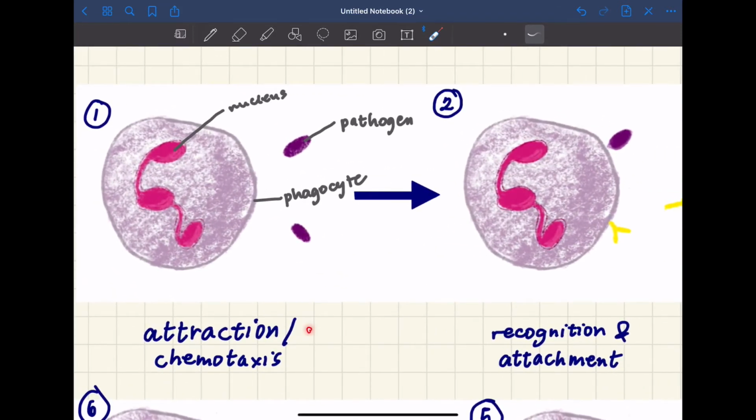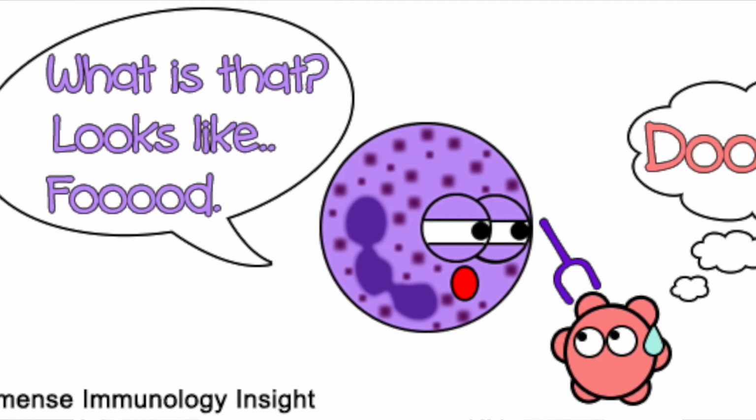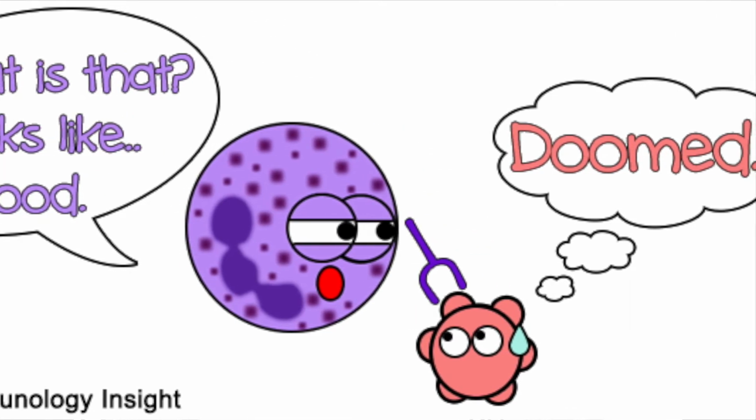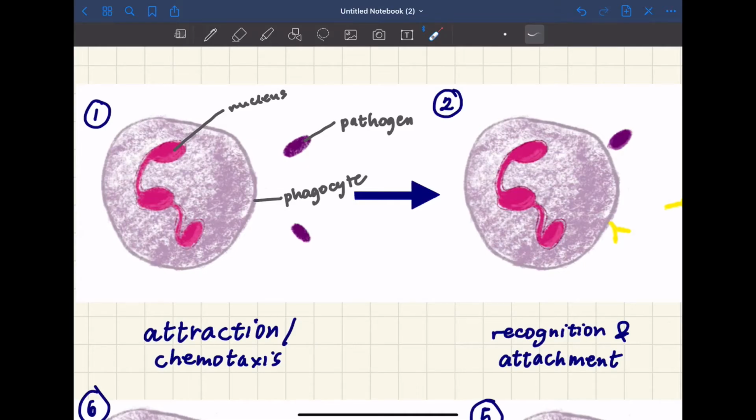First step, you have attraction or chemotaxis. In this step, resting phagocytes may accidentally bump into a pathogen, just like the ant earlier. Or, the phagocytes sometimes move towards a chemical attractant. And in the case of the ant earlier, it is the smell of the sugar.